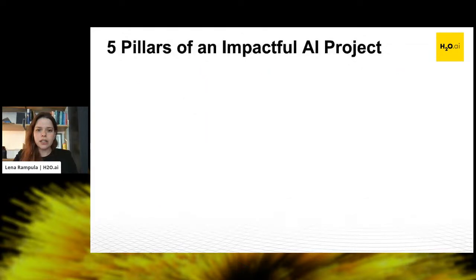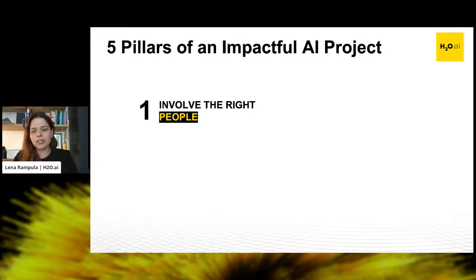So in my experience, the five pillars of an impactful AI project, although there are many factors that may break or make your project, in my experience, the most important one is involving the right people. So who needs to be on your team to make the project a success? And as much as I would like to give us data scientists the most of the credit, we are not the most important part of the team.